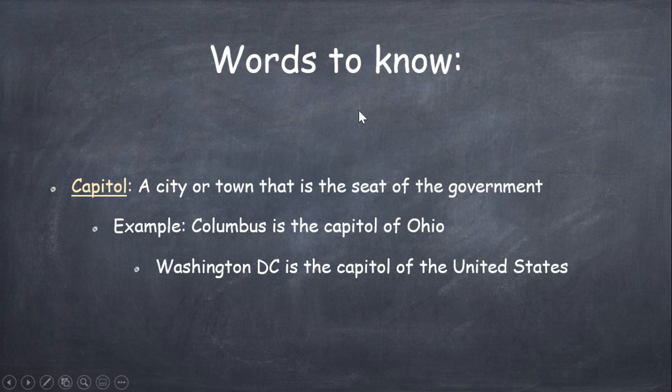Capital, I think you guys should know what a capital means. It's a city or town that is the seat of the government. Columbus is the capital of Ohio. Washington, D.C. is the capital of the United States. Charleston, West Virginia is the capital of West Virginia. Here in my little county, Steubenville is the capital of Jefferson County per se. So capital is just a city or a town that is the seat of the government, whatever the capital is of that state or town. I think you guys should not struggle with that one either.